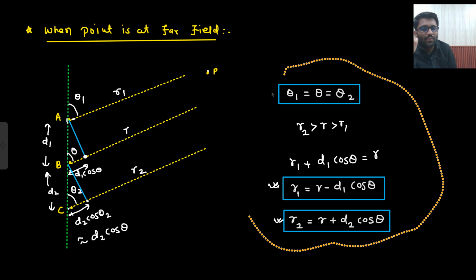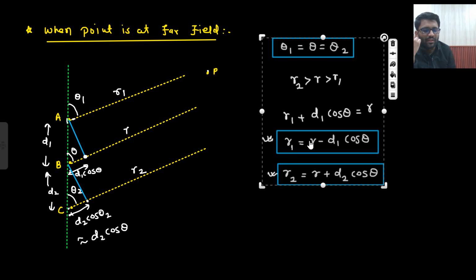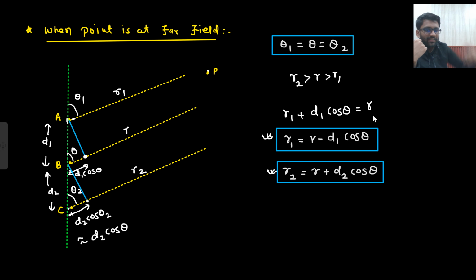Now we need to use all these expressions in our antenna theory. When we study antenna arrays, all these expressions will be used. So there, what I am going to do is take R1 nearly equal to R nearly equal to R2, because this is far field, no? They are nearly equal. This R1 is nearly equal to R, which is nearly equal to R2.